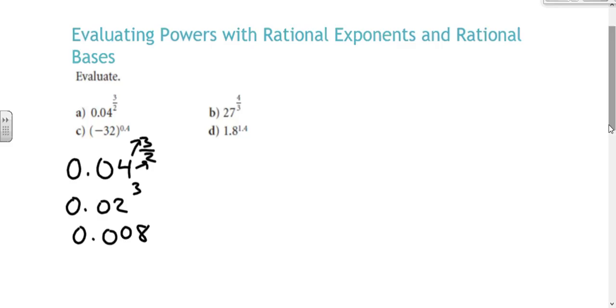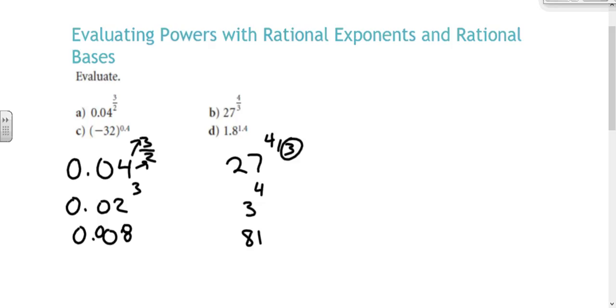No, that's one too many zeros. Sorry. There we go. I just checked myself, that should be one more 0. Good to go. Okay, so then 27 to the 4 over 3. The first thing I would do is cube root it. So then it's 3 to the power of 4, and I know that one is 81.